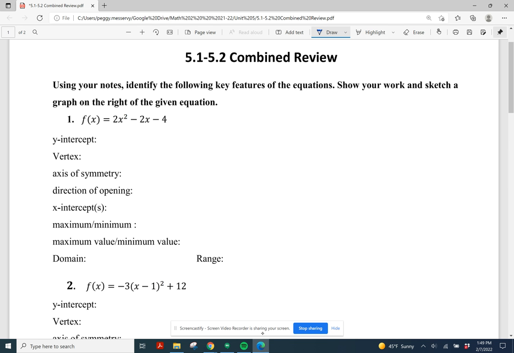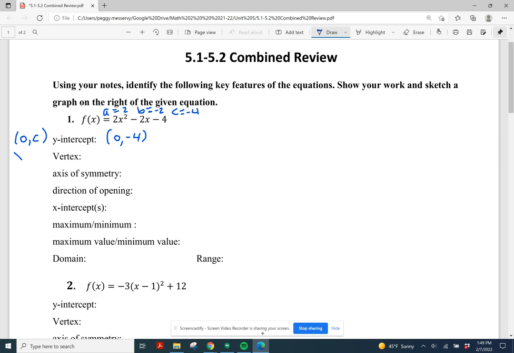So this is standard form. And in this standard form, notice the A is 2, the B is -2, the C is -4. And the y-intercept is always, when it's in standard form, the y-intercept is 0, C. So my y-intercept should be 0, -4. Notice if we plug in 0 for x into that function, we do get -4.